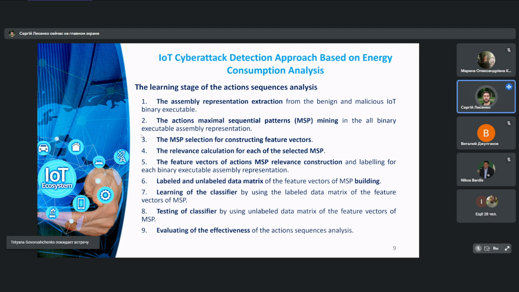perform labeling and construction of feature vectors of actions, with the relevance of every maximal sequential pattern to each binary executable assembly representation. After that, we are able to construct labeled and unlabeled data matrices of the feature vectors, and we can use different classifiers on the obtained matrix. The next step is to test and classify using the unlabeled data matrix of feature vectors of the maximal sequential patterns. After that, we can evaluate the efficiency of the action sequence analysis.